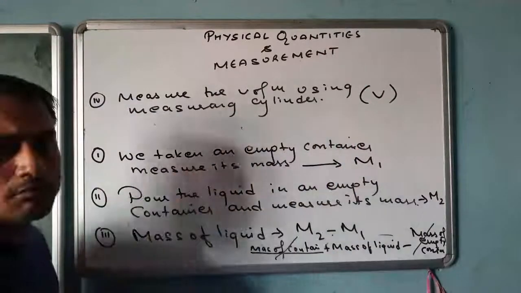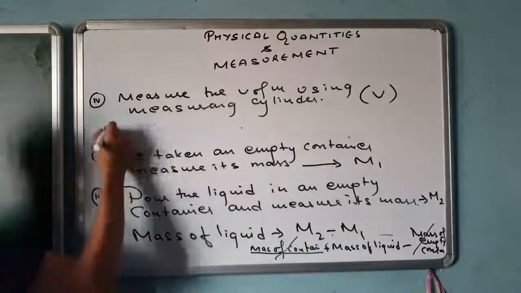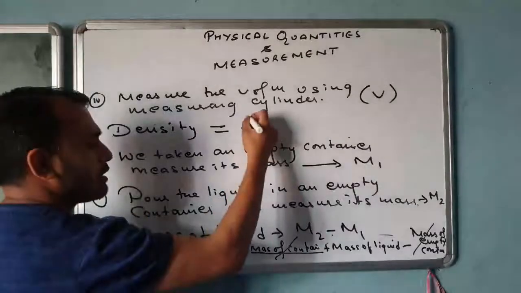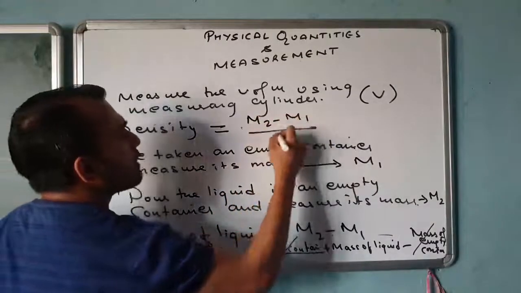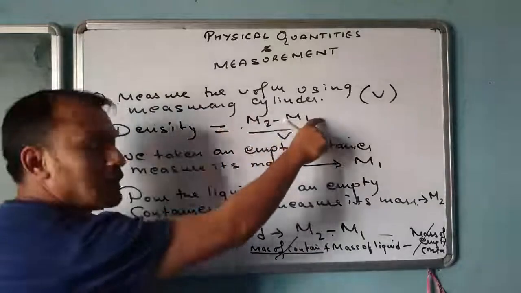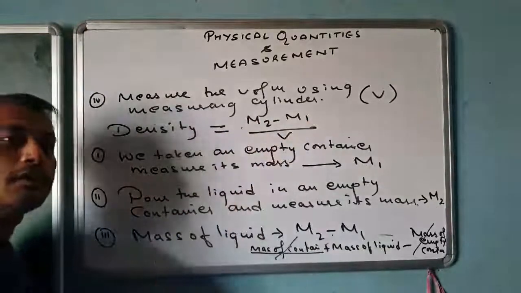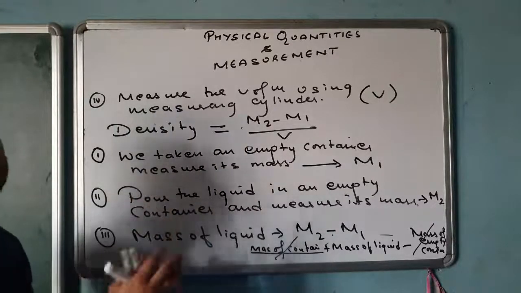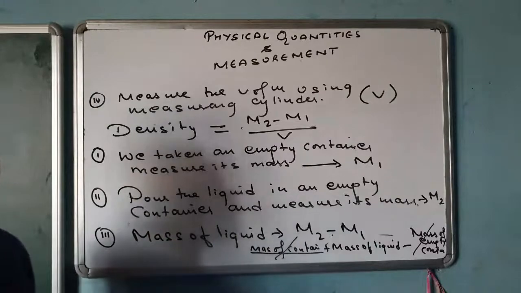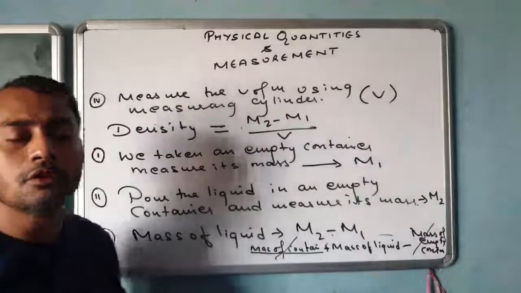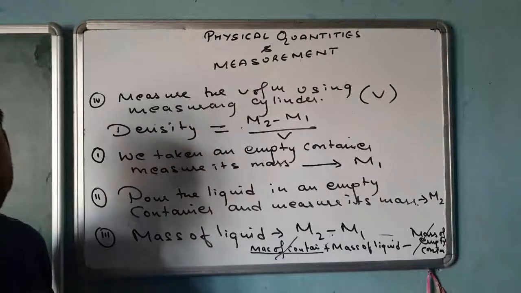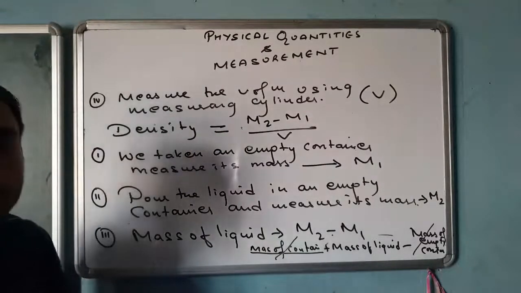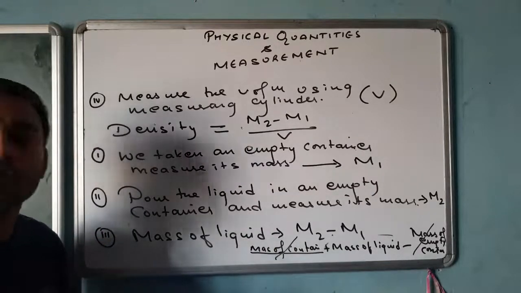Now once we know the volume and we know the mass, the density of that liquid can be obtained by the formula (M2 minus M1) by V. That is, mass of liquid by the volume of liquid. So dear students, this is the activity. In fact, it is one of the activities that can be performed in the lab in order to find the density of any liquid, provided we know the method of finding the mass and the method of finding the volume.